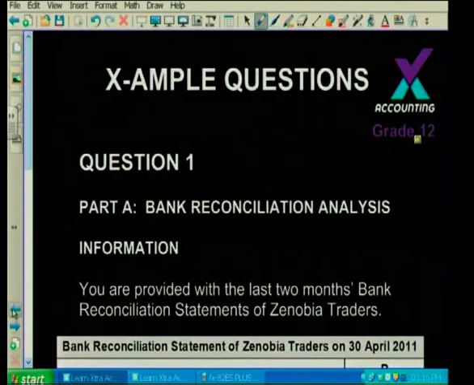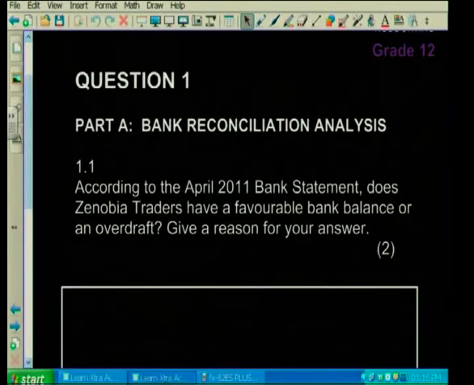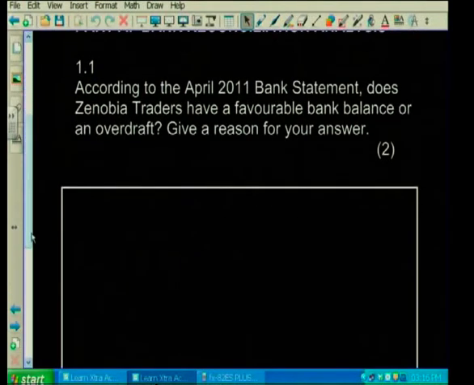So guys, let's go back. There's my April bank reconciliation statement. Got it? What are they asking you about? They are asking you about the balance as per your bank statement. Okay. There's your balance. It says here, debit balance as per bank statement, 26,650. Now, according to the April bank statement, does Zenobia Traders have a favorable bank balance or an overdraft? Give a reason for your answer. Immediately you can see that this is an overdraft.